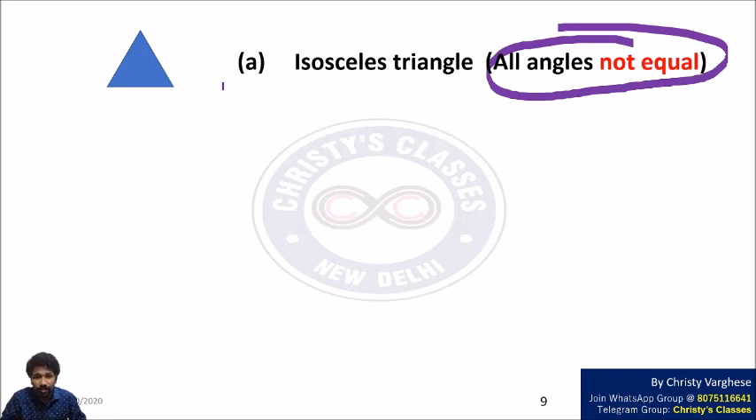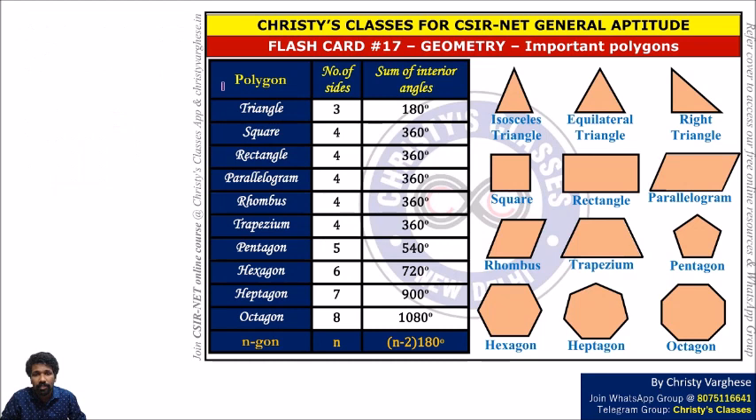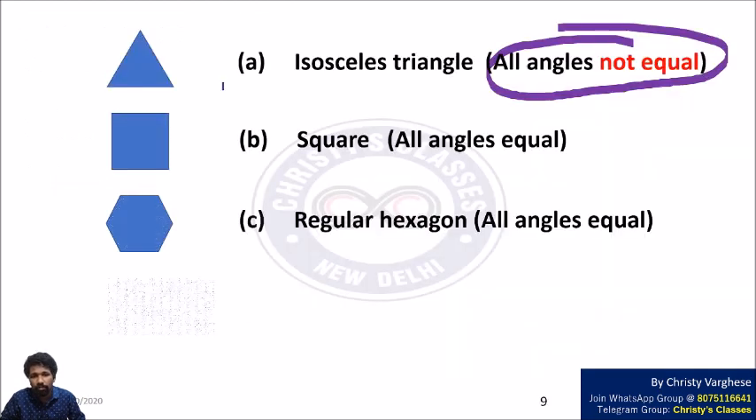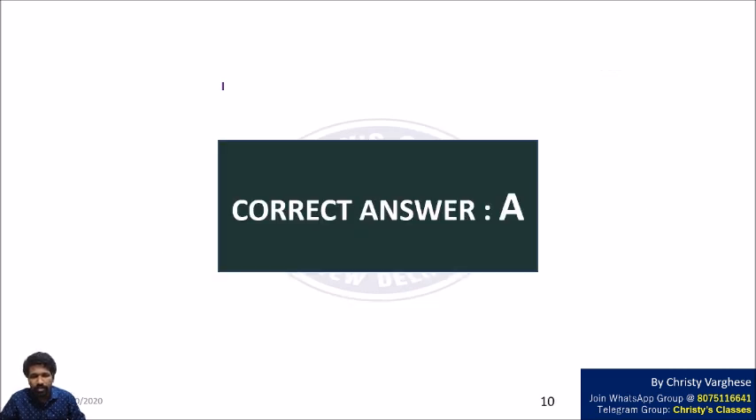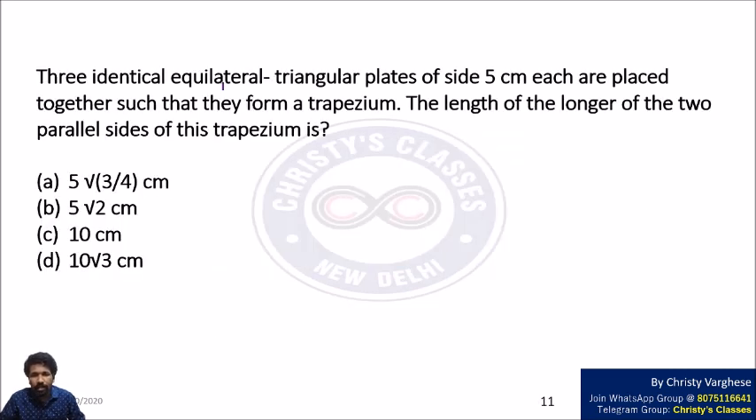This CSIR-NET problem is just checking whether you remember these things, whether you remember what is isosceles, what is a regular hexagon, etc. And I told you this just to check whether you know what a trapezium is. This was a CSIR-NET problem asked, I think, in 2013. Make an attempt with this question.